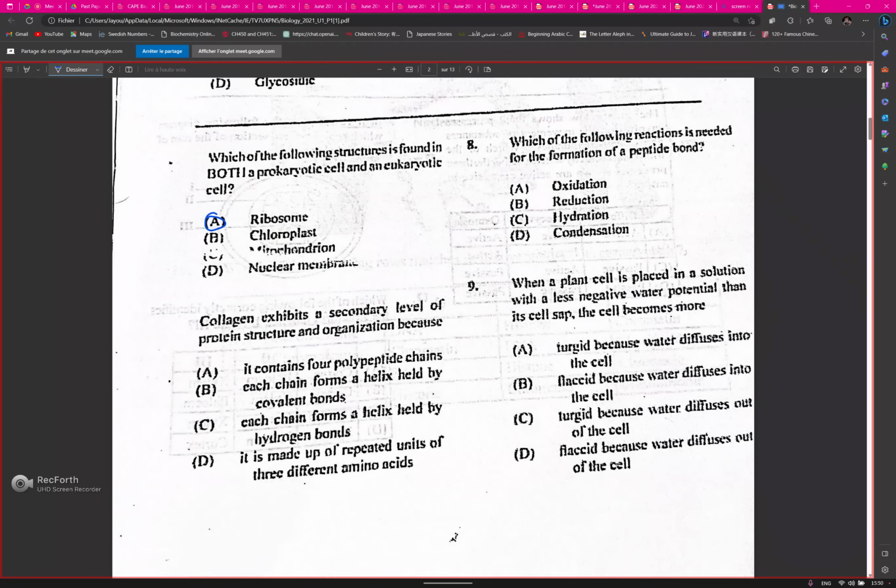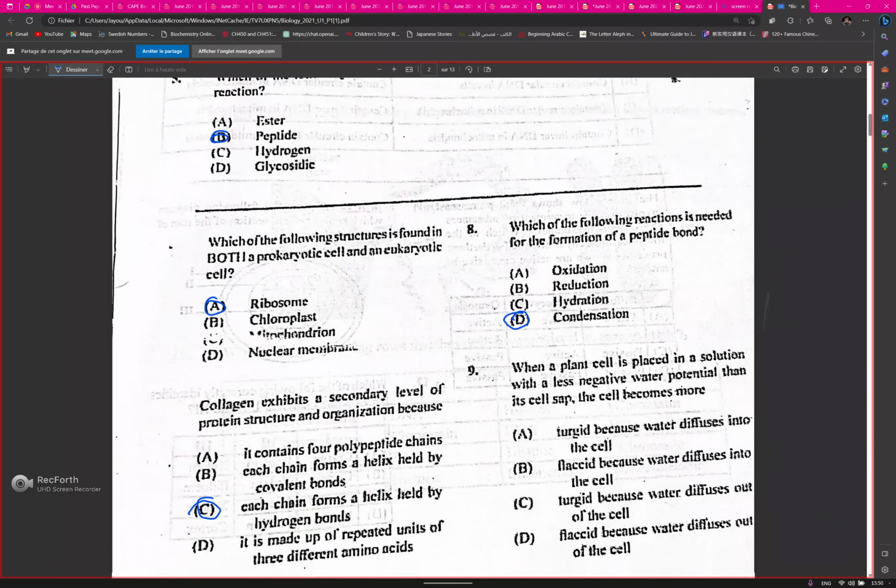Collagen exhibits a secondary level of protein structure and organization because, C, each chain forms a helix held by hydrogen bonds. Beautiful. Which of the following reactions is needed for the formation of a peptide bond? D, condensation. It was literally up there.